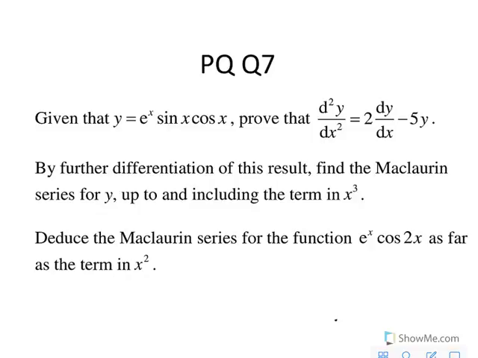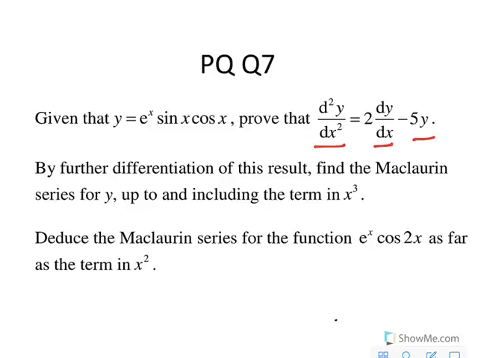Okay, so this is PQ question 7 from the power series tutorial. Given that y equals e to the power x sine x cosine x, prove that d2y/dx² equals 2 dy/dx minus 5y. Okay, so if you look at this, there's a d2y, there's a dy/dx, there's a 5y. So no choice, we have to differentiate.